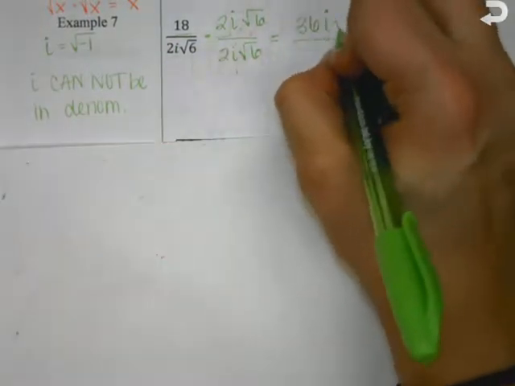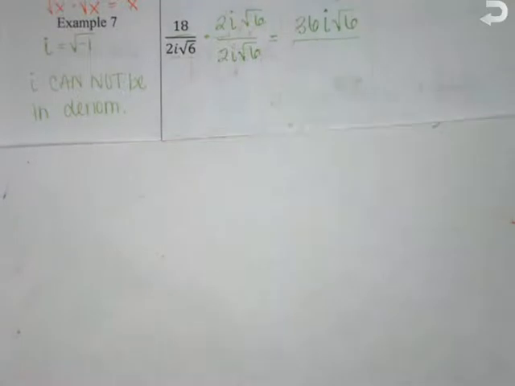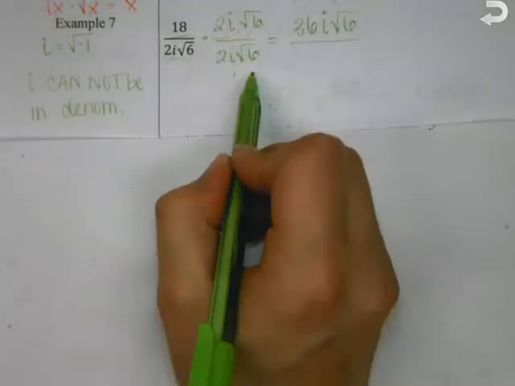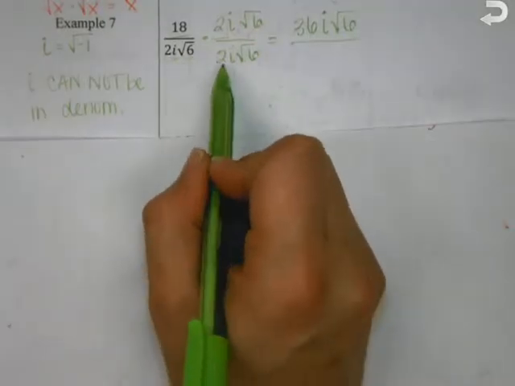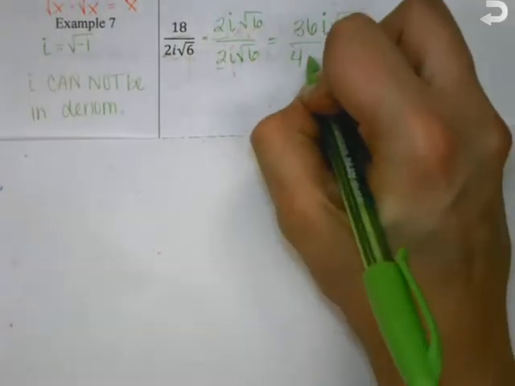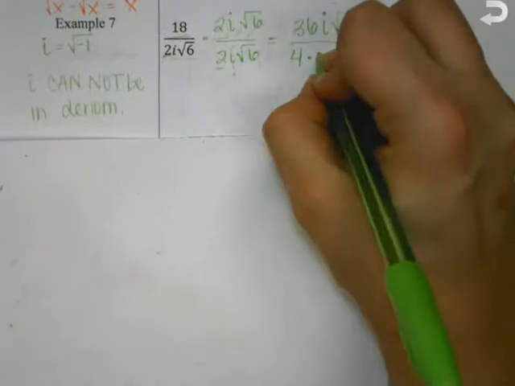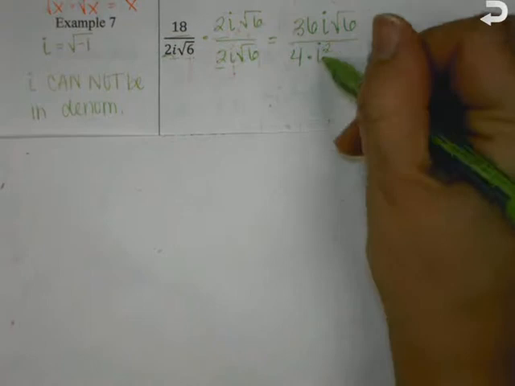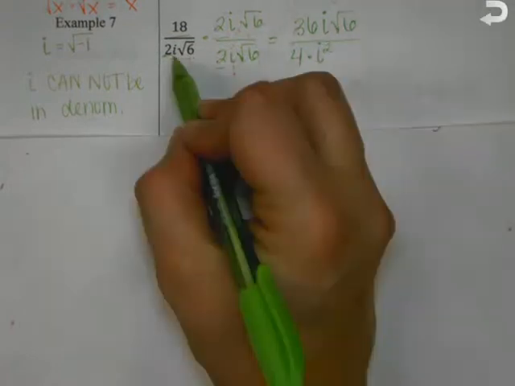Now let's look down here. 2I root 6 times 2I root 6. 2 times 2 gives me 4 times I squared. That's something that I see a lot of students forgetting. I times I gives I squared. It doesn't just say I. You're multiplying them together. And then root 6 times root 6 gives me 6.